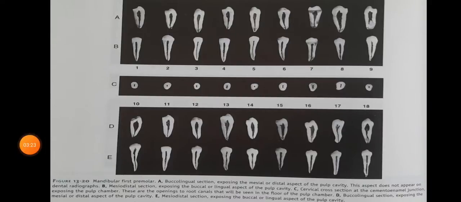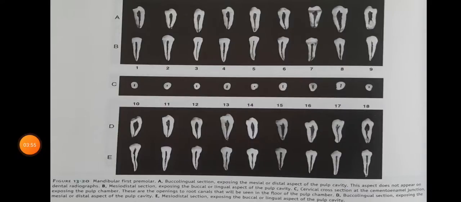The pulp horn is prominent and may be very fine at its occlusal extent. You can see this in figure 13.20 B6 and 9, E12 and 18. The pulp chamber and root canal, or pulp canal, taper gently to the apex.